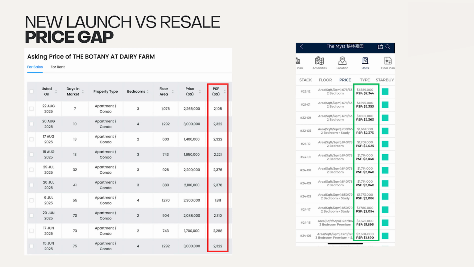Let me give you a very classic example. There's this condo in Tanjong Pagar called V on Shenton, which was sold in 2012 and 2013.